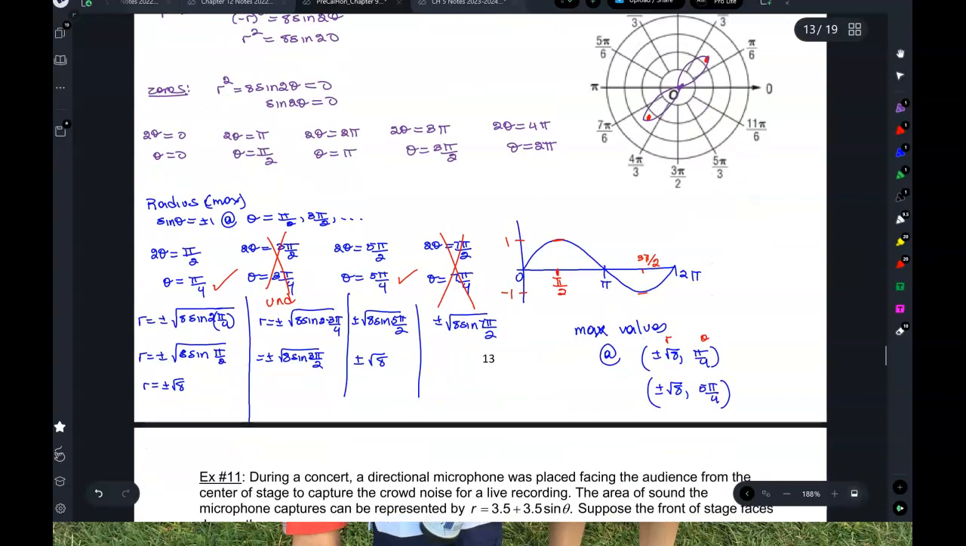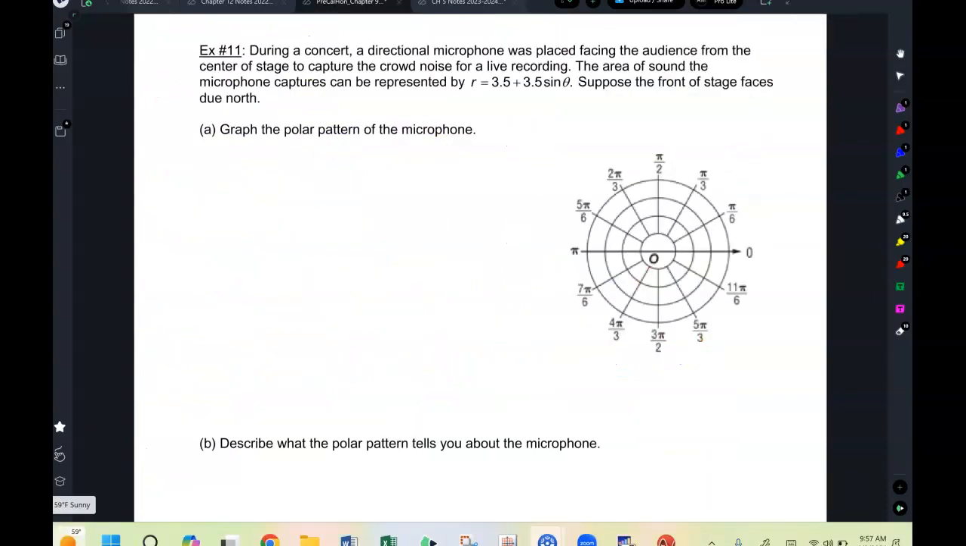A directional microphone was placed facing the audience from the center of the stage to capture the crowd noise for a loud recording.